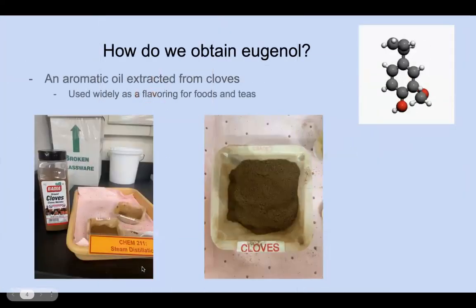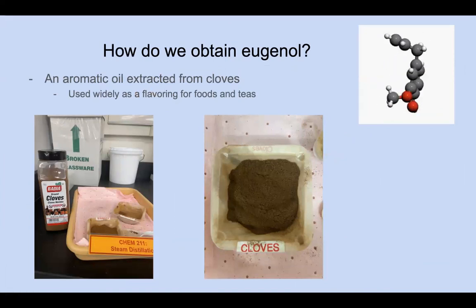But how do we obtain eugenol? Eugenol is an aromatic oil extracted from cloves. It is also used widely as a flavoring for foods and teas. As you see here, these are the types of cloves we used for this lab. This is the brand Badia ground cloves, and they look like some granular, sand-like substance.